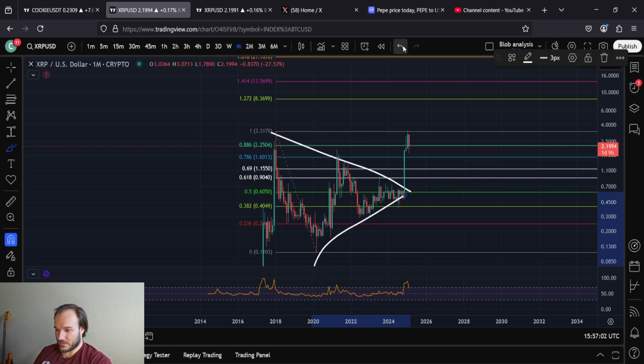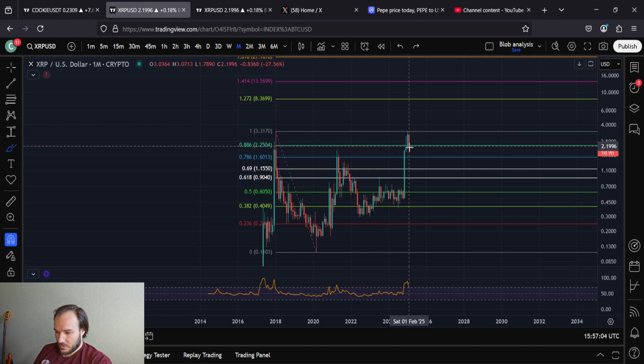You've already broken out of it. Now you're just resting. You've broken out. You tore right through the 886, and now you're resting above it. This is an absurdly bullish phase of consolidation, you guys.